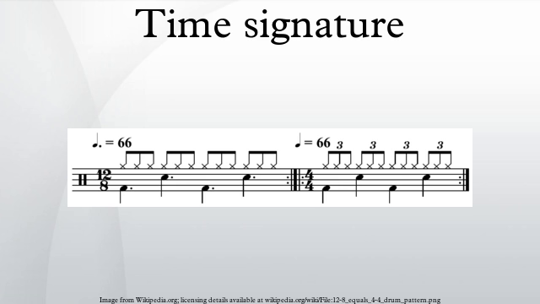Simple time signatures. Simple time signatures consist of two numerals, one stacked above the other. The lower numeral indicates the note value that represents one beat. The upper numeral indicates how many such beats there are in a bar. For instance, 2/4 means 2 quarter note beats per bar. 3/8 means 3 eighth note beats per bar. The most common simple time signatures are 2/4, 3/4, and 4/4.